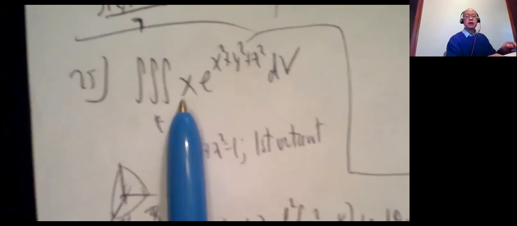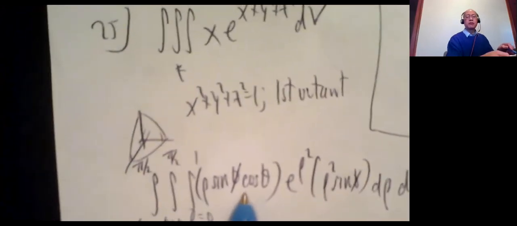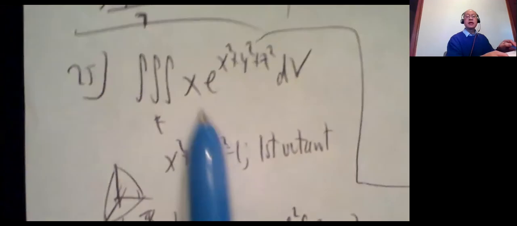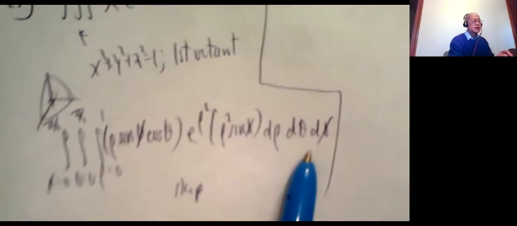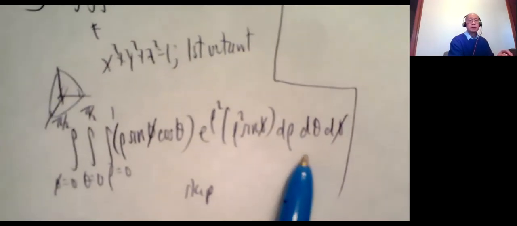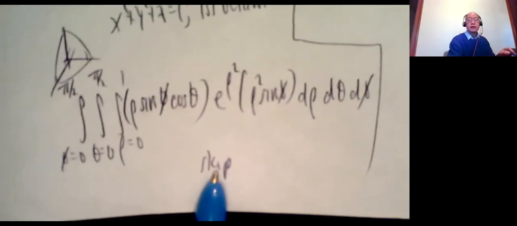All right, so I'll substitute. X is rho sine phi cosine theta by formula. E to the rho squared dV. Again, dV is always rho squared sine phi, d rho, d theta, d phi. Okay. I ended up skipping it because it's too long. But I do want to go over what the limits are.